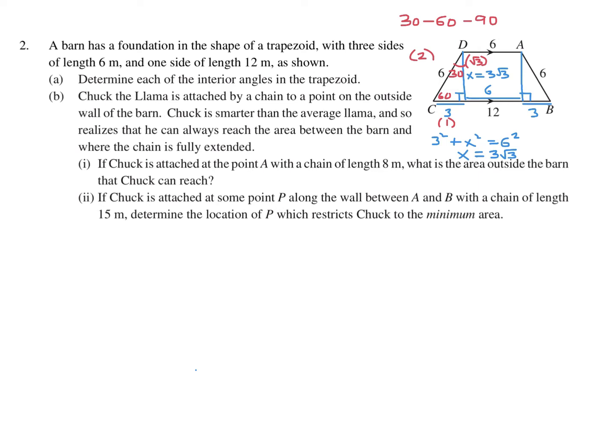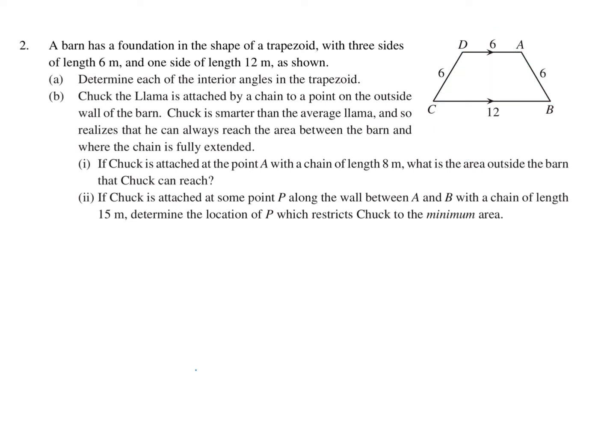The interior angles: this is 60, that's 60, like that. And then since this is 90, this whole thing is 90 plus 30, so that's 120, and that's also 120. So I can draw it here: this is 120, this is 120, this is 60, and this is 60. So those are the interior angles of the trapezoid.